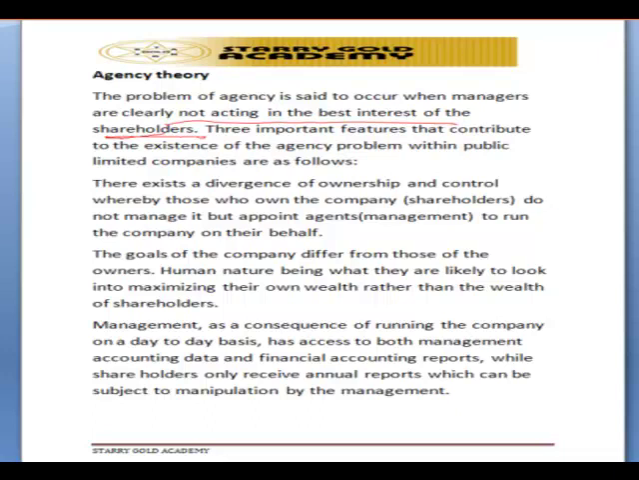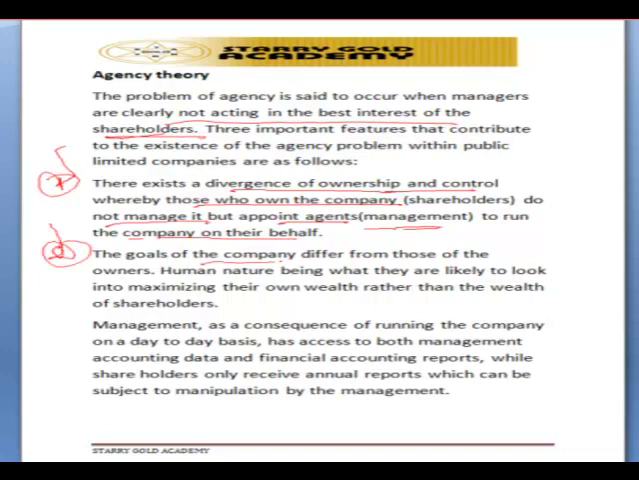Number one, there exists a divergence of control and ownership, whereby those who own the company, the shareholders, do not manage it but appoint management to run it on their behalf. So the ownership and control has been divided. It is easier for individuals to own and control the company because there will be unity of purpose. But right now there is no unity of purpose. There is divergence.